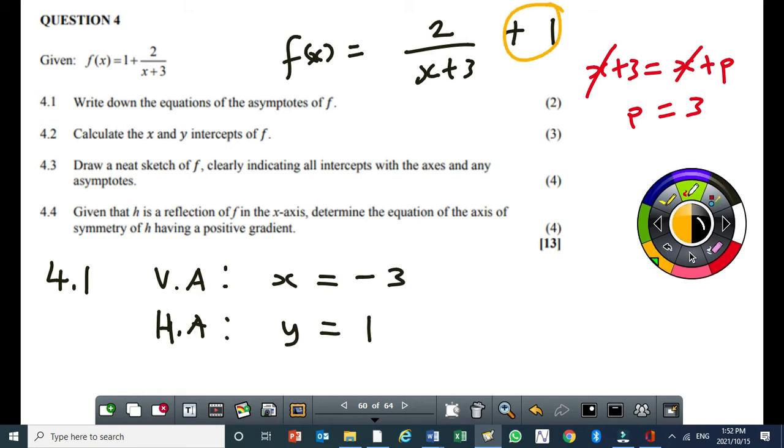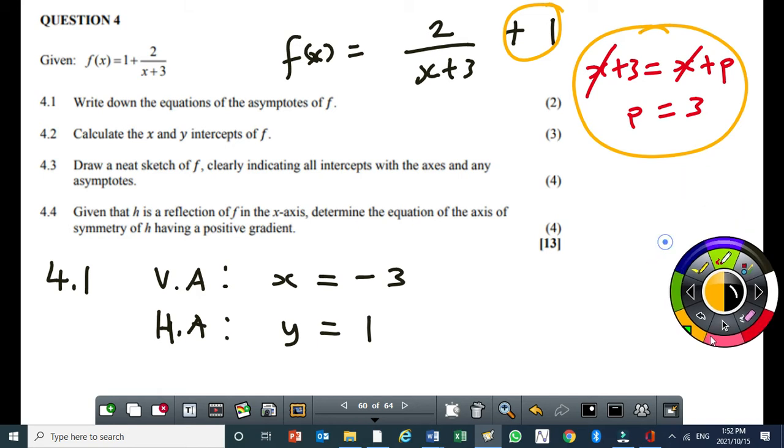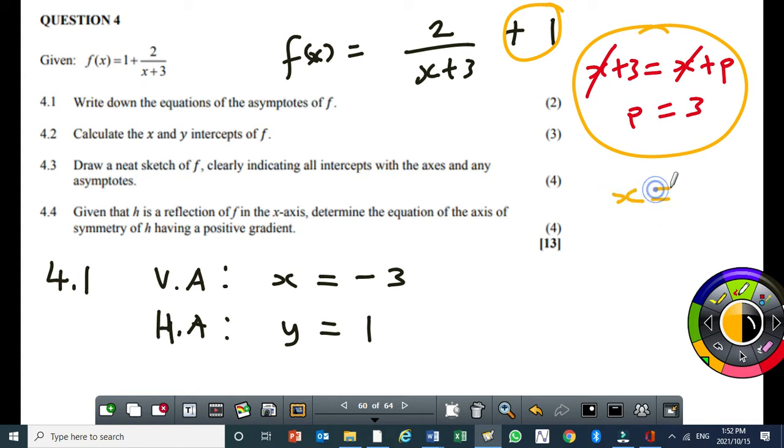That's straightforward. But to write down the equation of the vertical asymptote, you have to be very careful. Determine p first, using the calculation that I showed you there. This calculation helps you to determine the correct value of p. And you need to be aware that the equation of the asymptote is x equal to minus p. Then you substitute it there, and then you are done.